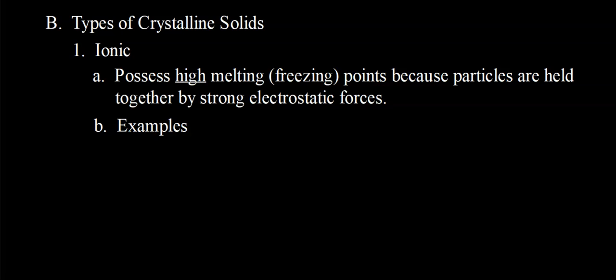Ionic solids consist of particles held together by strong electrostatic forces, it says here. This term electrostatic refers to the force of attraction between oppositely charged particles, aka we're talking about ionic bonds. So an ionic solid consists of particles held together by ionic bonds. Ionic bonds are very strong. And because of that, ionic solids possess very high melting points.